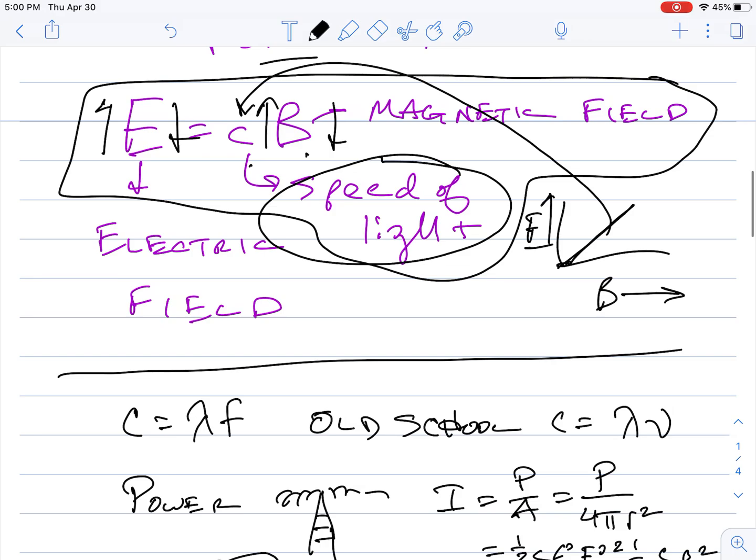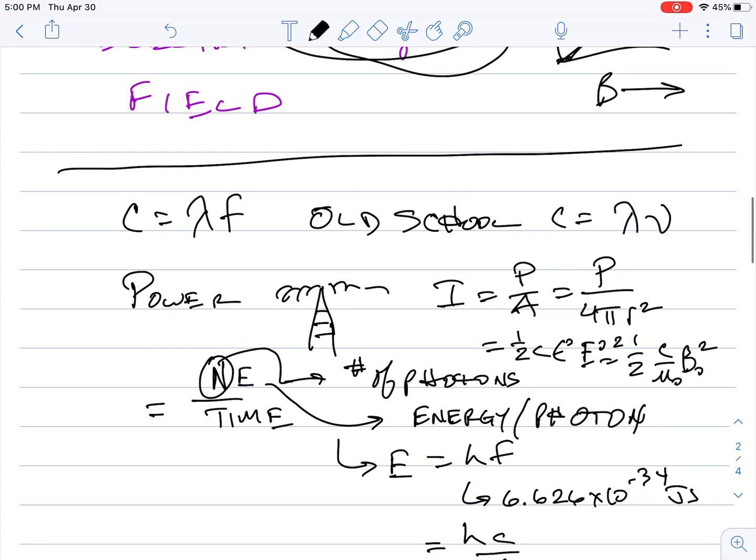Okay, now, all you have to know is that these are constants. Here's the speed of light. If you increase your electric field, you increase your magnetic field.